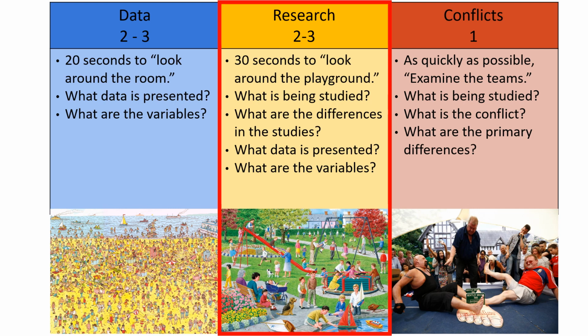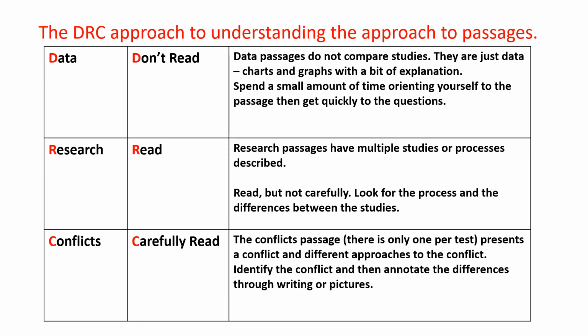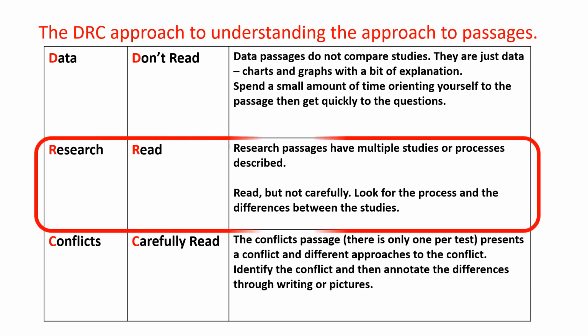take 30 seconds to look around, see what's being studied, what the differences in the study are, what data is presented, what the variables are, and how it is presented. The easiest way to remember this is the DRC approach: data, research, and conflicts are the three passages. Data, don't read. Research, read, not super carefully, but read. And conflicts, carefully read. So this is a research passage, so we're going to read.